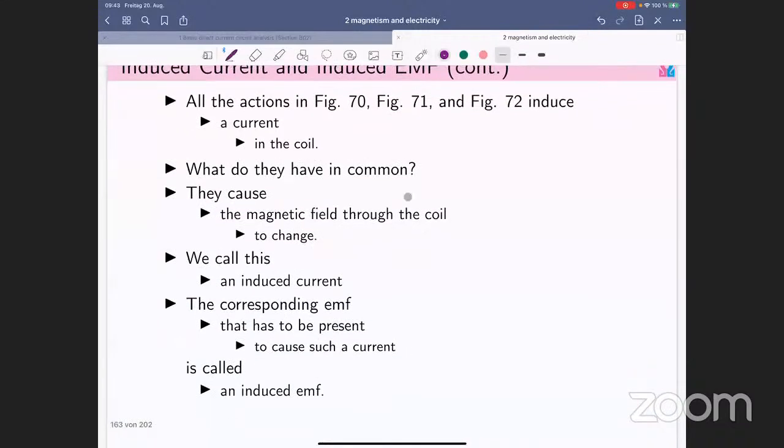All the actions in figures 70, 71, 72 induce current in the coil. What do they have in common? The reason for getting the current is that there is a magnetic field change. We call this induced current, and the corresponding electromotive force, EMF.